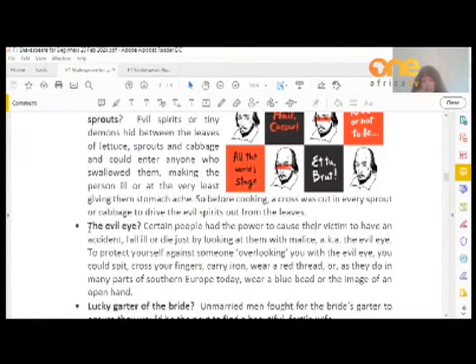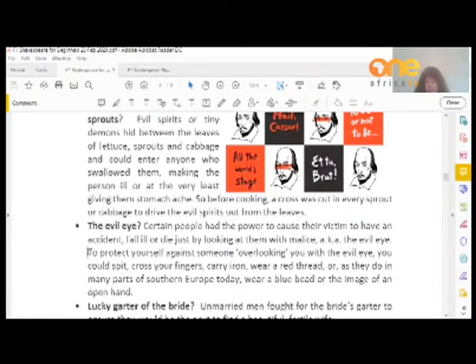Heard of the evil eye, okay? That's just the way people look at you. And some people think someone you didn't know looked at you with malice, okay? And you might fall ill or die. So it's what's called the evil eye.